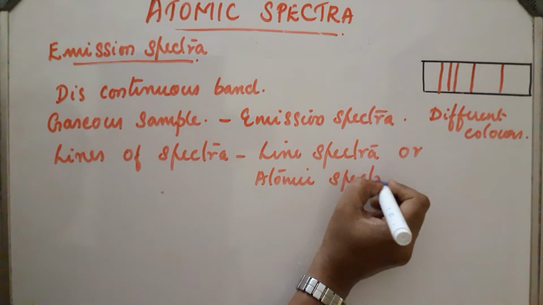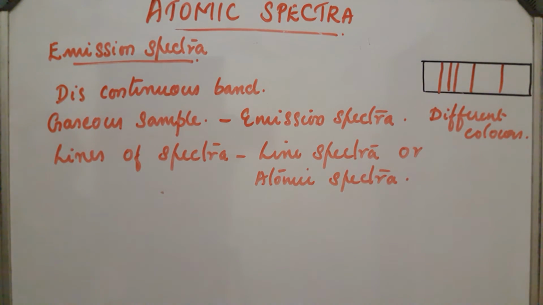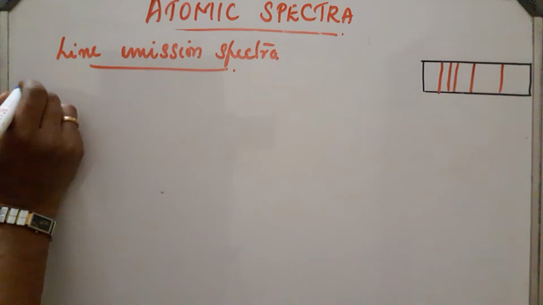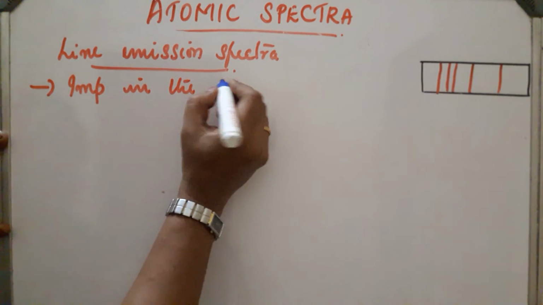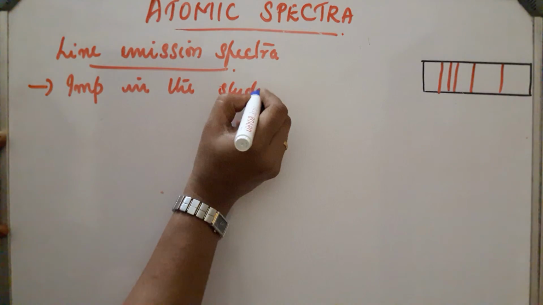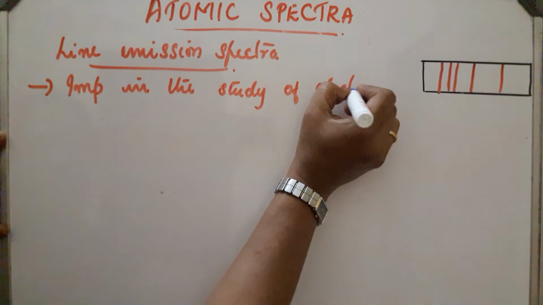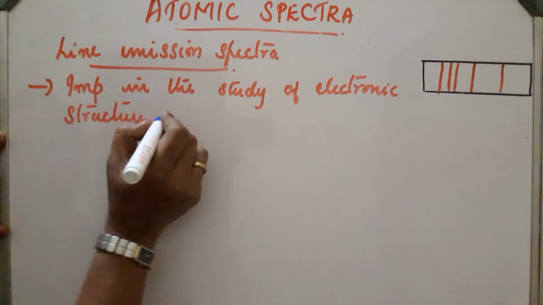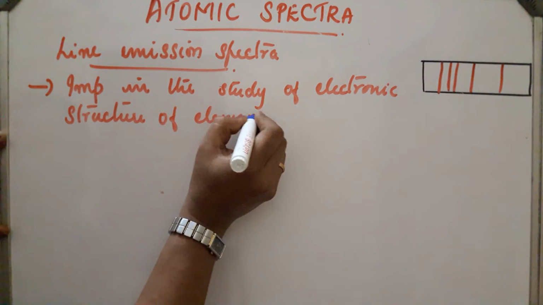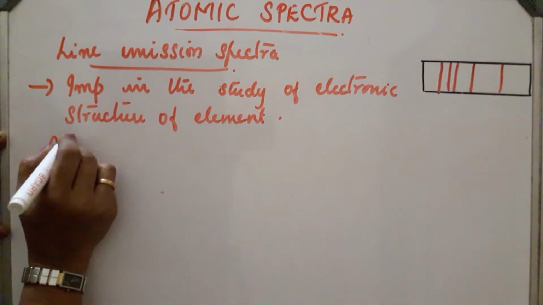Okay, this emission spectra has an important application in spectroscopy. Different emitted radiations are identified by the appearance of bright colors in the spectrum. Line emission spectra are very important in the study of the electronic structure of atoms, the structure of different elements. So this is an important application.